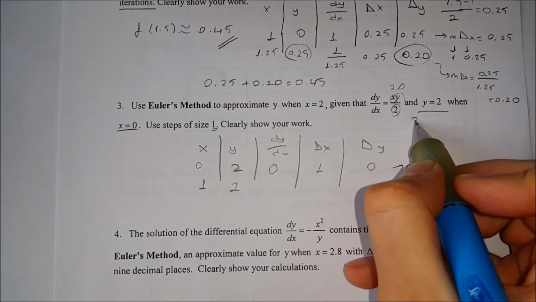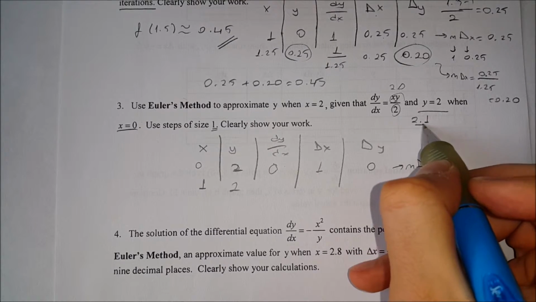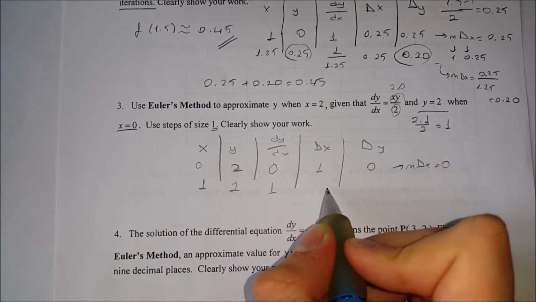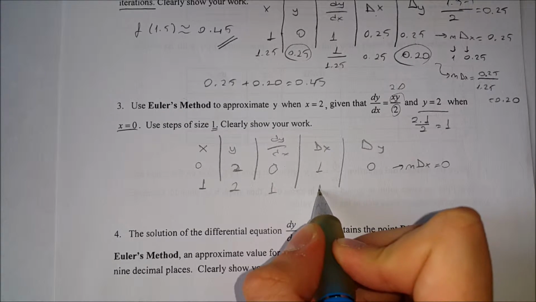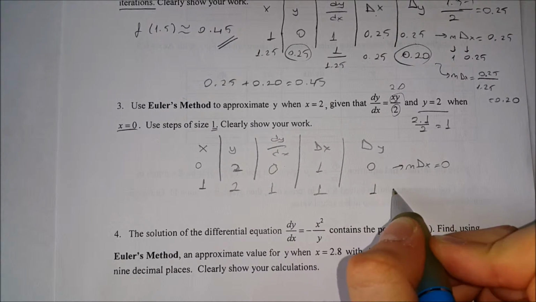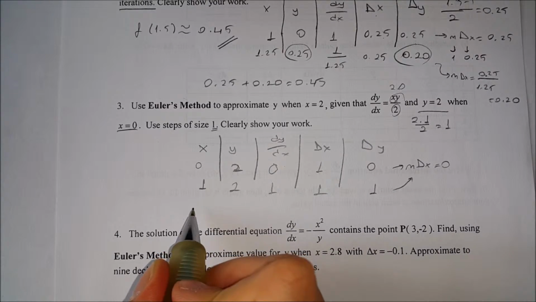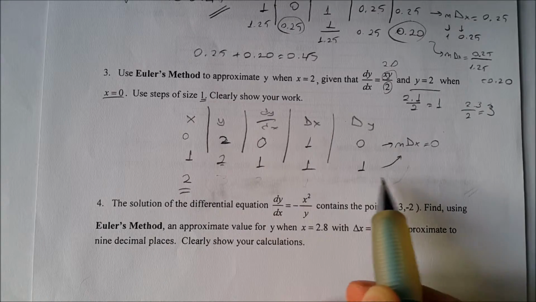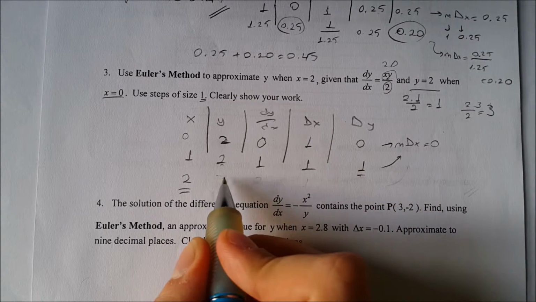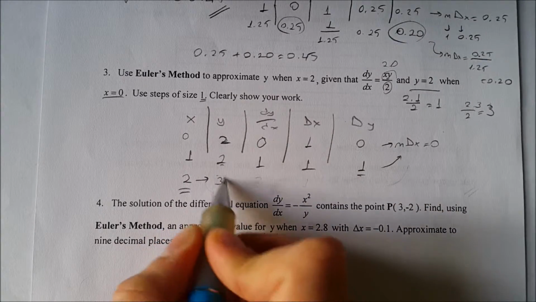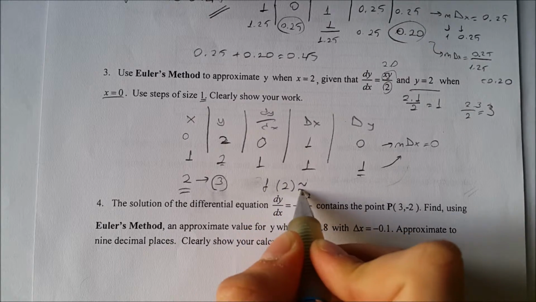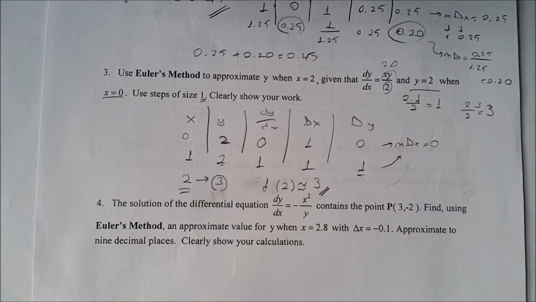Now our new x is 1, our y is still 2 because we added nothing, and then our new slope is calculated to be 1, and then our delta x is again 1, and our delta y is m times delta x, which is equal to 1 this time. So our new x is 2, but also our new y is 2 plus 1, which is 3. So when x is 2, we get a y value of 3, which means that f(2) is approximately 3.